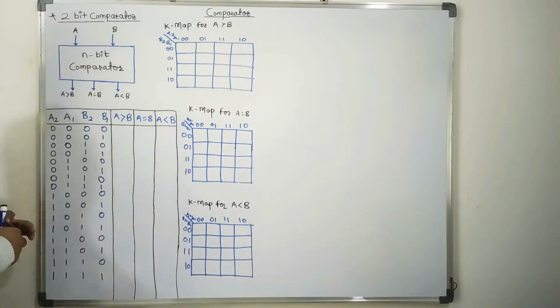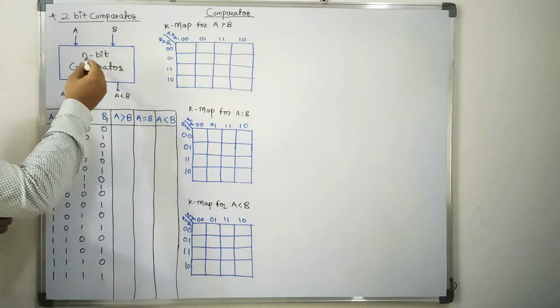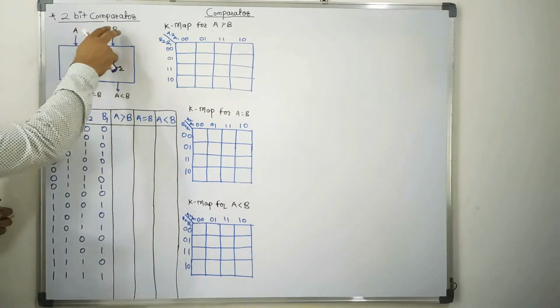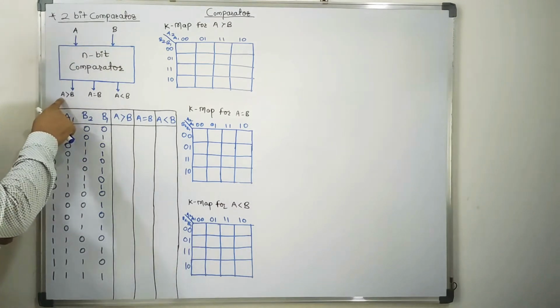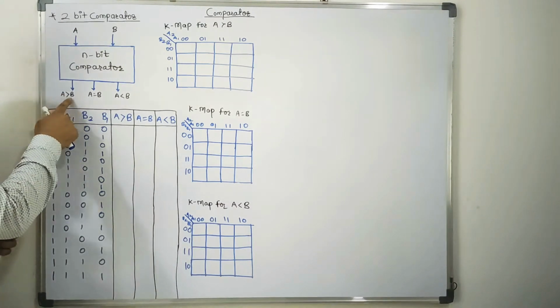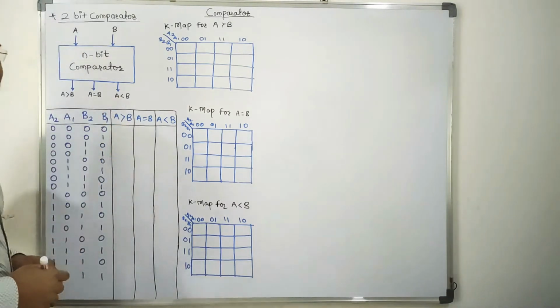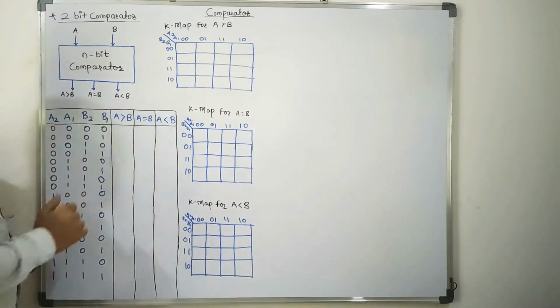In this 2-bit comparator, this is the block diagram of the n-bit comparator, where there are two inputs, a and b, and three outputs: a is greater than b, a is equal to b, and a is less than b.